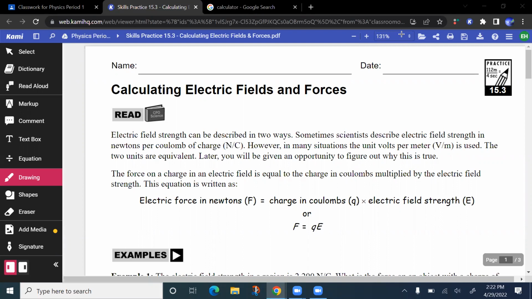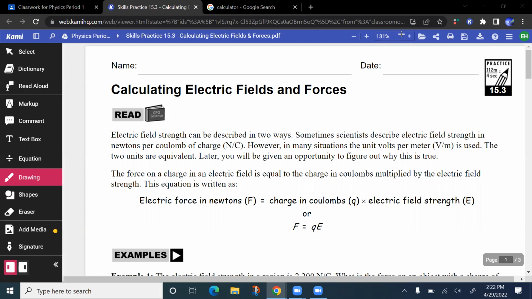Electric field strength can be described in two ways. Sometimes scientists describe electric field strength in newtons per coulomb of charge. However, in many situations, the unit volts per meter is used. The two units are equivalent. Later, you will be given an opportunity to figure out why this is true.